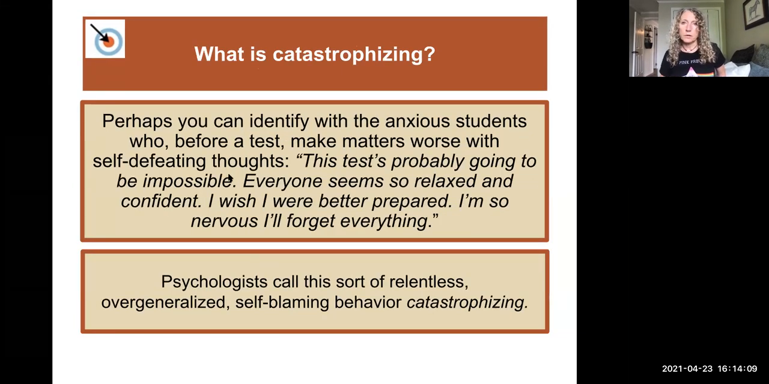One big thing with our negative thinking, and take some time after this, go into your quiet spot and maybe reflect on some of your negative thoughts, is that we might be catastrophizing. That is really just seeing the worst case scenario, taking things to an extreme. This test is probably going to be impossible. Everyone seems so relaxed and confident. I wish I were better prepared. I'm so nervous, I'll forget everything. So it's very extreme.